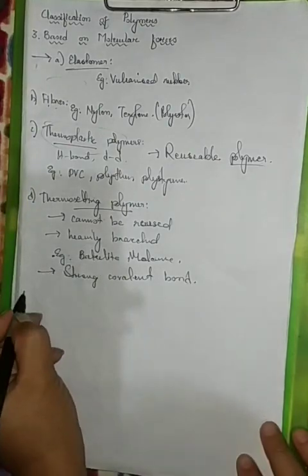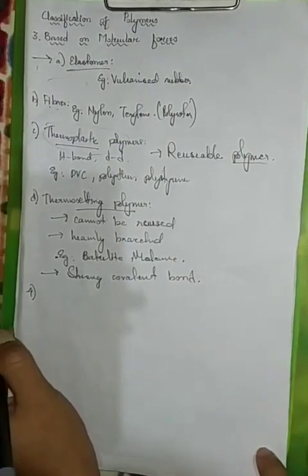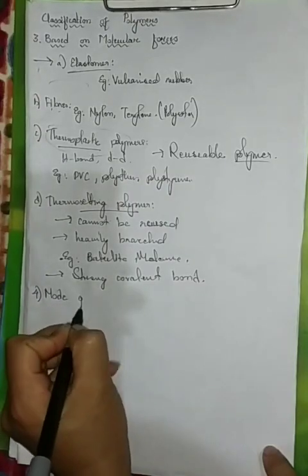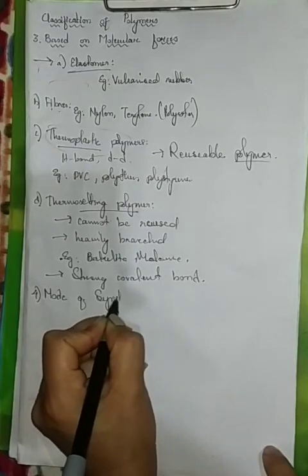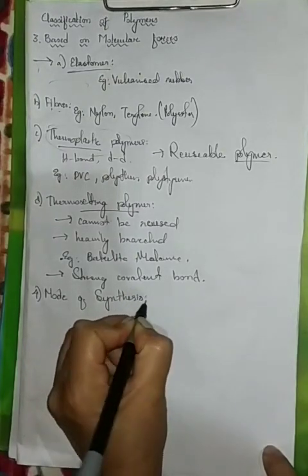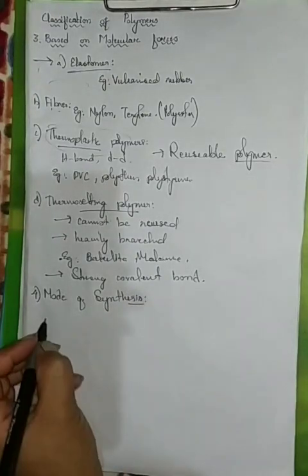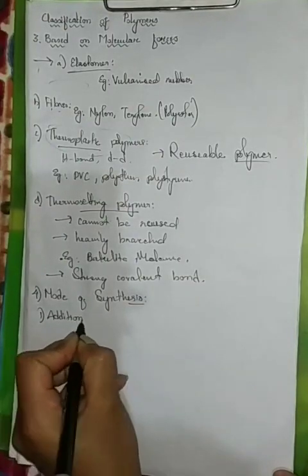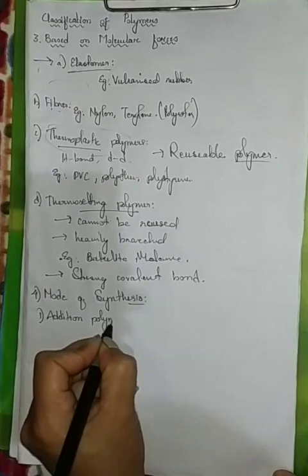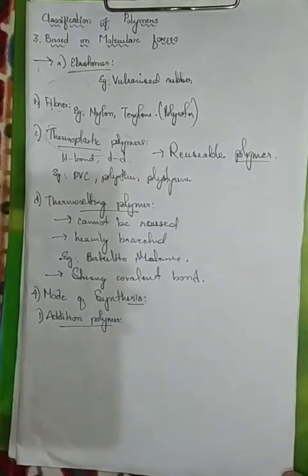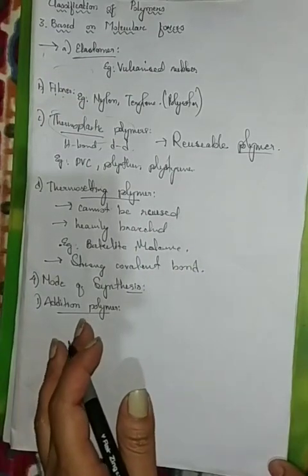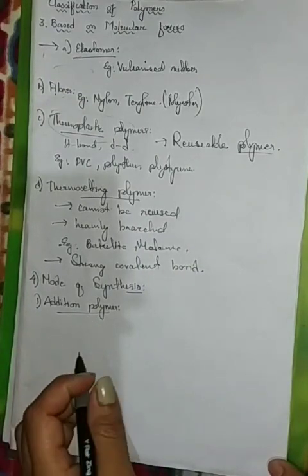Now the fourth type of classification is based on the mode of synthesis. Now on the mode of synthesis, it is of two types. The first one is addition polymers. Now, what are addition polymers? Now, in addition polymers, the monomer units have double or triple bond.